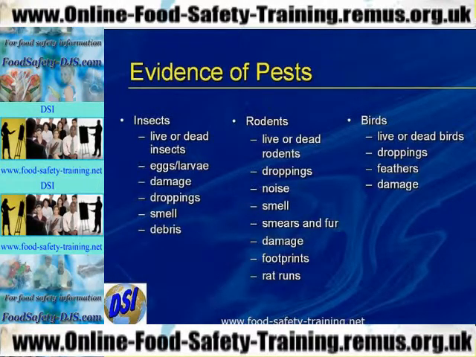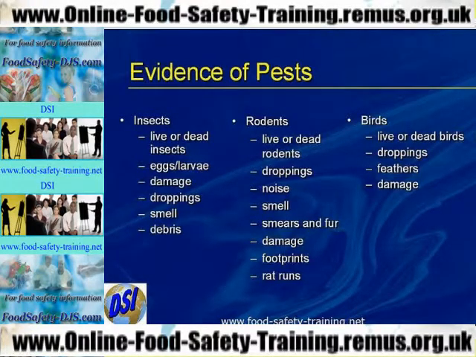Insects, you need to look out for live or dead insects, eggs or larvae, damage, smell or debris. With rodents, live or dead rodents, droppings, smell, smears and fur, damage, footprints and rat runs. And with birds, live or dead birds, droppings, feathers and damage.